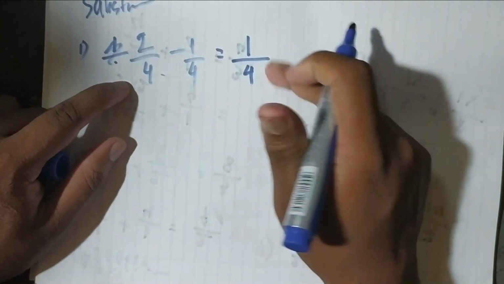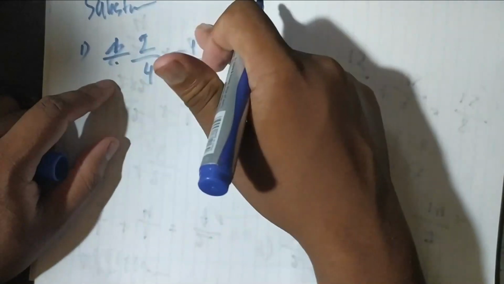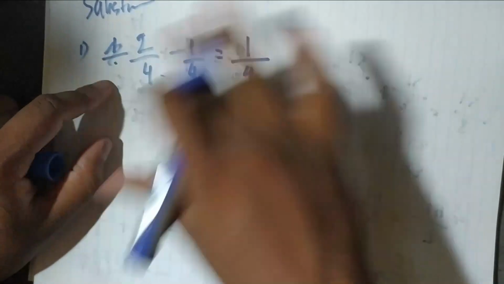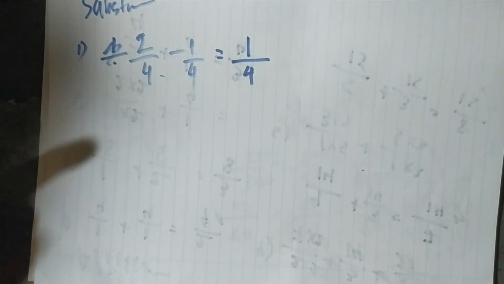So 4 minus 4 is what here? 4. Why? Because it is in denominator. If it is in numerator, you should subtract. So denominator don't subtract. If it is equal, just you can put. If it is not equal, you should change it into equal.